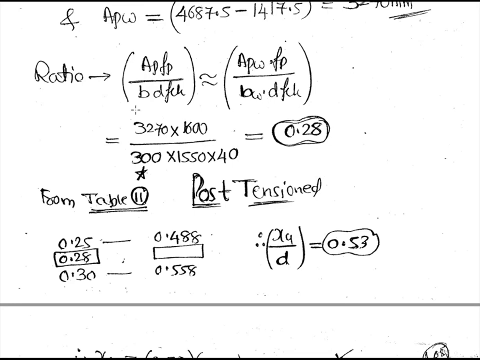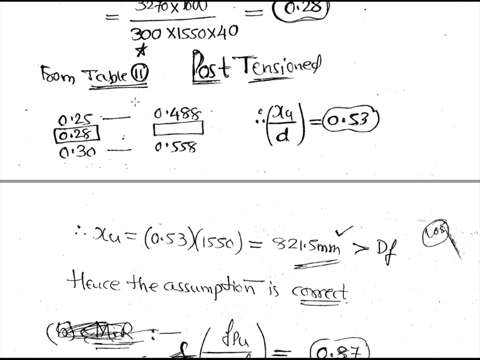Then according to table number 11, you have to calculate the ratio AP FP by BD FCK, which is directly proportional to APW FP by, instead of B we have to substitute BW D FCK. Here you should observe that BW is 300, not 150. You should be very careful here while substituting. The ratio came out as 0.28 from table number 11 for post tension case.